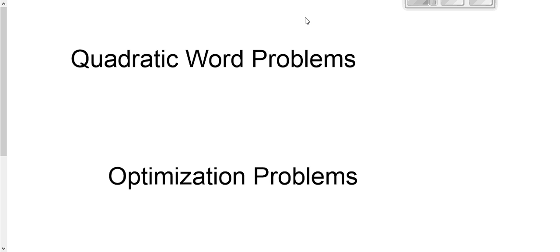Our final type of quadratic word problems are called optimization problems. Because parabolas have a vertex point that's either a max or a min, and a lot of things in the world follow a quadratic model, these are very useful in the worlds of business, accounting, and financial situations.